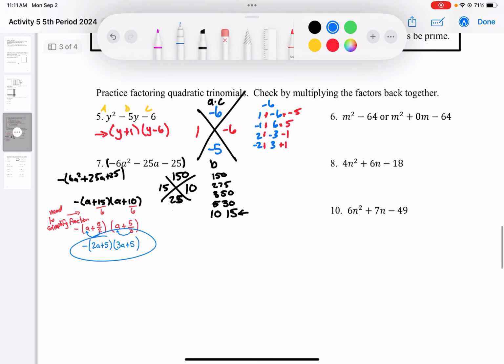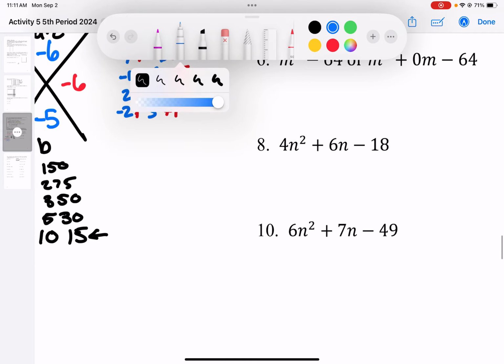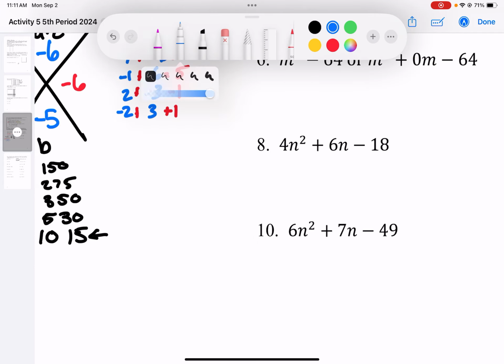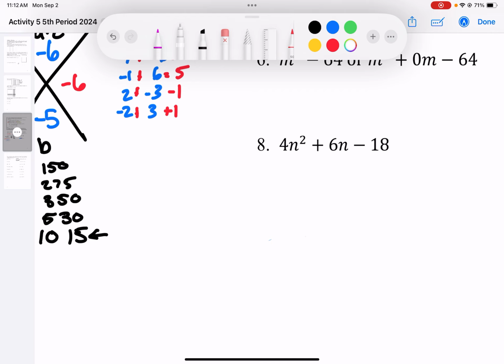Okay, so let's do another one. Once again, I am going to white out this one down below.